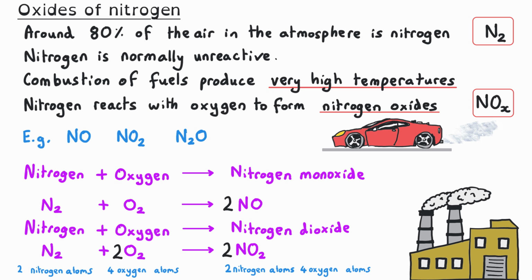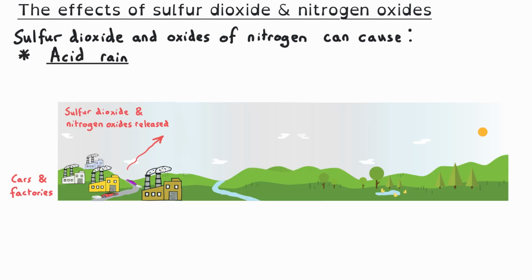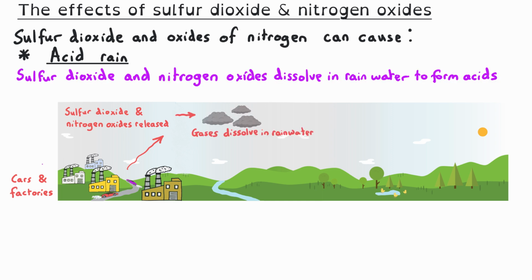temperatures are extremely high. Sulfur dioxide and nitrogen oxides are 2 major pollutants that can cause significant harm to both the environment and human health. Let's start with their impact on the environment. When these gases are released into the atmosphere, they can dissolve in rainwater to form acids.